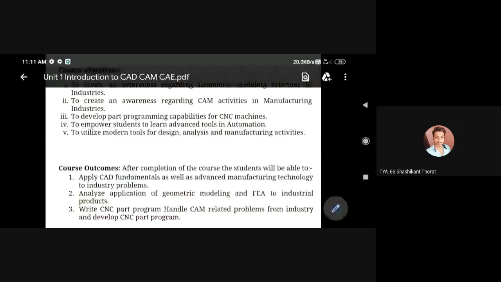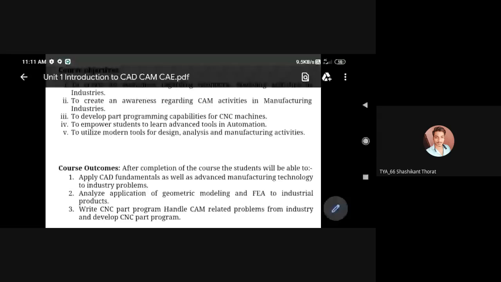Now the third objective is to develop part programming capabilities for CNC. First is CAD, CAM, and CAE, then CNC machines. We already studied part programming: what the procedure is and how we can write a program for a CNC or NC machine. All these things we have studied. This is also an objective of this subject.